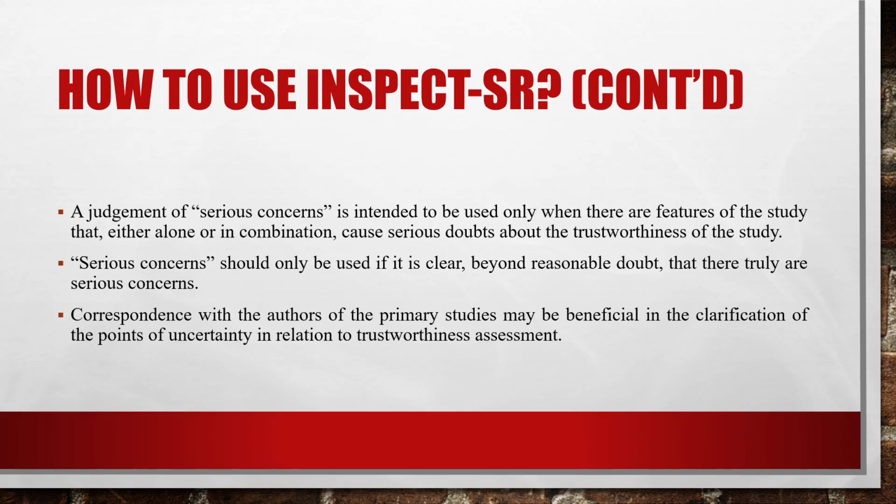A judgment of serious concern is intended to be used only when there are features of the study that either alone or in combination cause serious doubts about the trustworthiness of the study, and it should be only used if it is clear beyond reasonable doubt that there are truly serious concerns. Correspondence with the authors of the primary studies may be beneficial in the clarification of the points of uncertainty in relation to the trustworthiness assessment, which is a strategy that can be used in situations when there are unclear items.